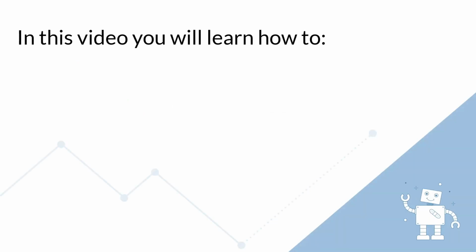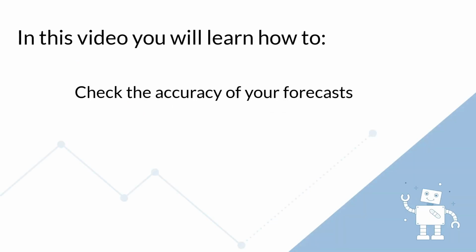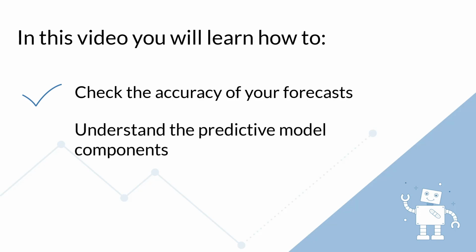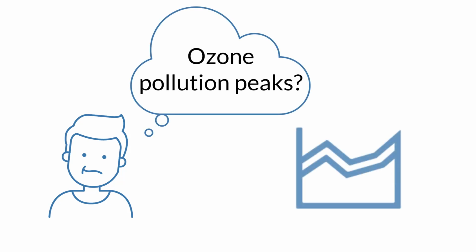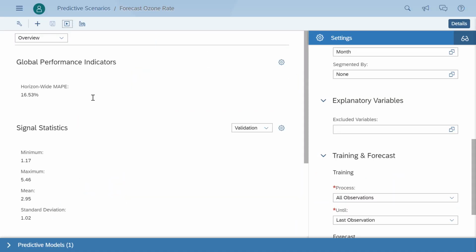In this video, you'll learn how to check the accuracy of your forecasts and understand the predictive model components. In the previous video, you created a predictive scenario to forecast ozone pollution peaks over the next 12 months. Smart Predict has trained the model, and now it is over to you to analyze the results to see if you can trust the forecasts.